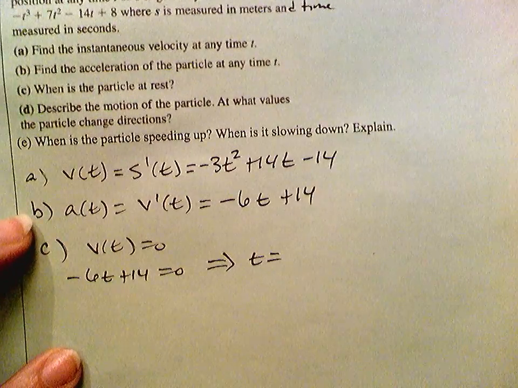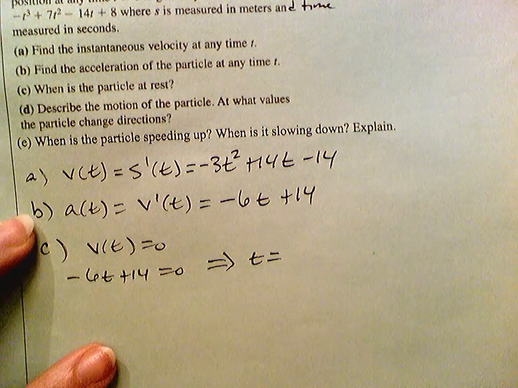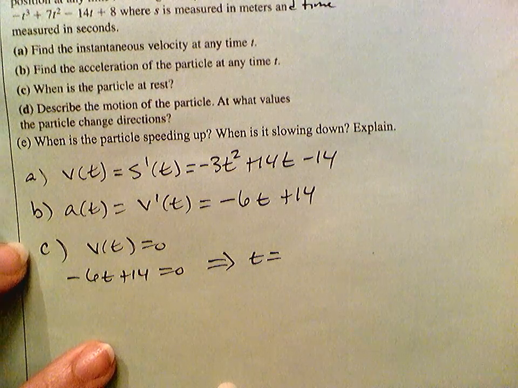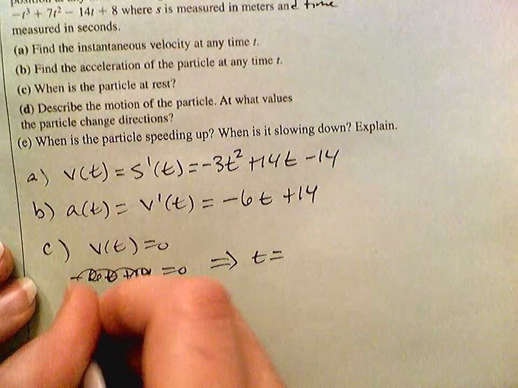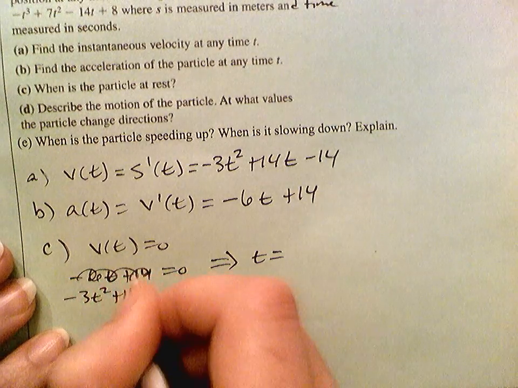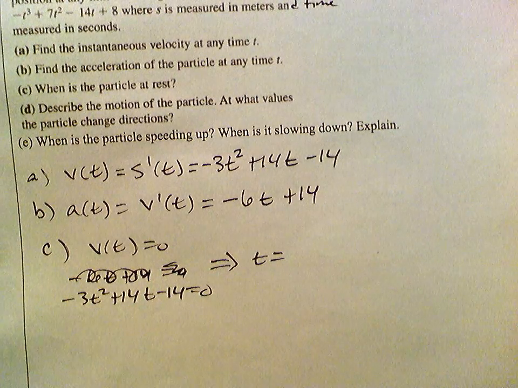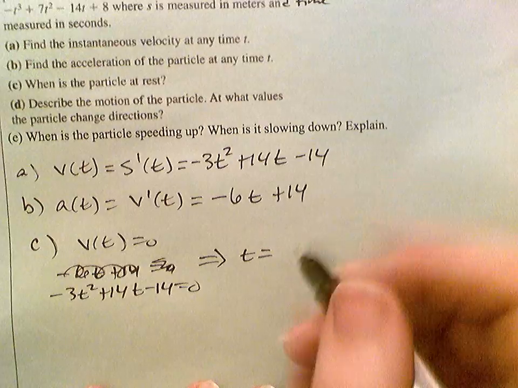Then t equals, okay, you have to use the... crap, this is not velocity, that's acceleration. Negative 3t squared plus 14t minus 14 equals 0. This won't factor, so you have to use the quadratic formula. I already did, so I'll save us some time.